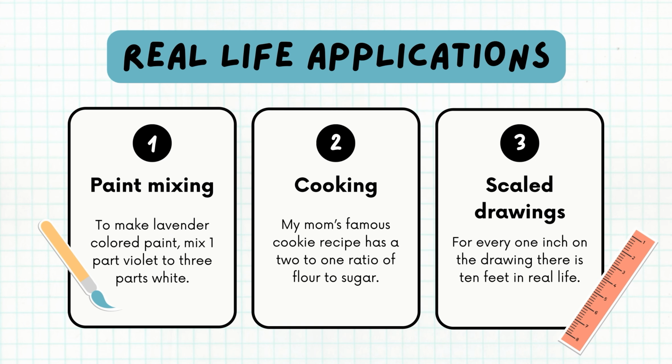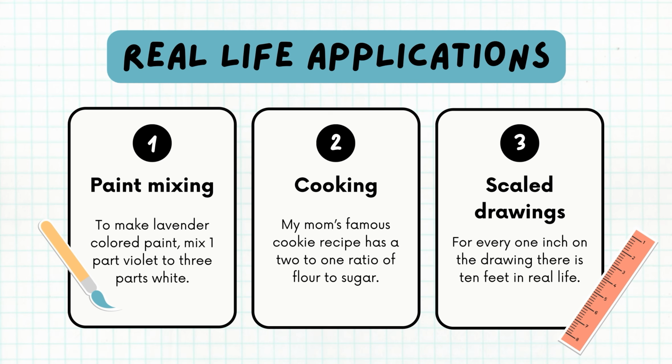Let's see the real life applications. 1. Paint mixing. To make lavender colored paint, mix 1 part violet to 3 parts white. You can choose whatever color you like. It doesn't matter, it just has ratios in it, because 1 to 3, 3 to 1. It's basically like paint mixing. 4 parts of whatever color red to 1 part of blue will make you somewhat of a purple. I don't know.